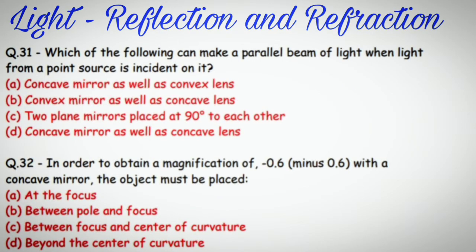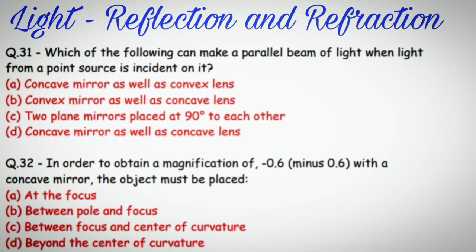Next question comes here. Which of the following can make parallel beam of light when light from a point source is incident on it? Option A, concave mirror as well as convex lens. Option B, convex mirror as well as concave lens. Option C, two plane mirrors placed at 90 degrees to each other. Option D, concave mirror as well as concave lens. And the correct answer is concave mirror as well as convex lens.